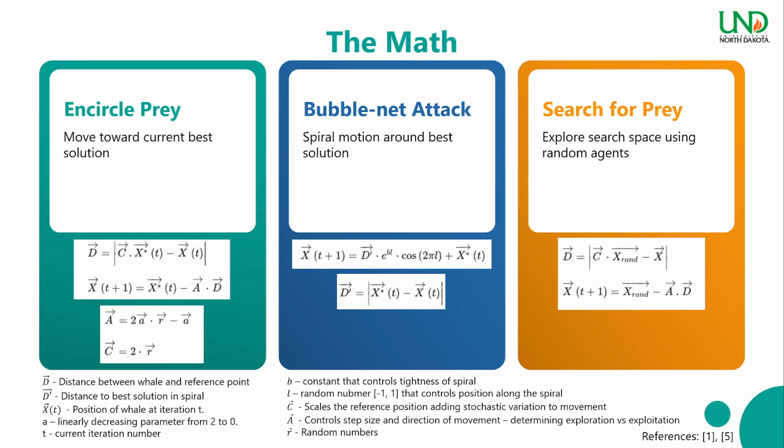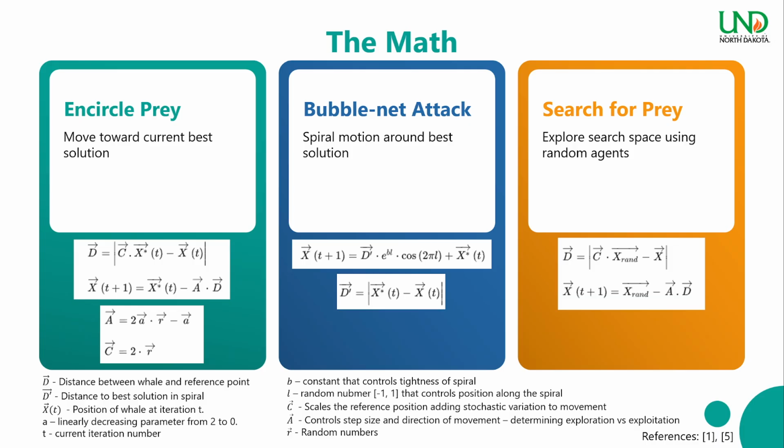So let's walk through what these equations are doing. Each agent represents a candidate solution. The vector X(t) is the current position of the solution at iteration t. And then the vector X* represents the best solution that we've found so far. And then the distance term, the vector D, shows up in multiple places. That's measuring how far the solution is from either the best solution or another randomly selected solution. And it's the distance in the search space itself.